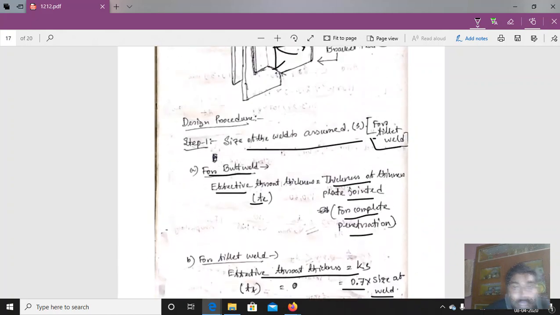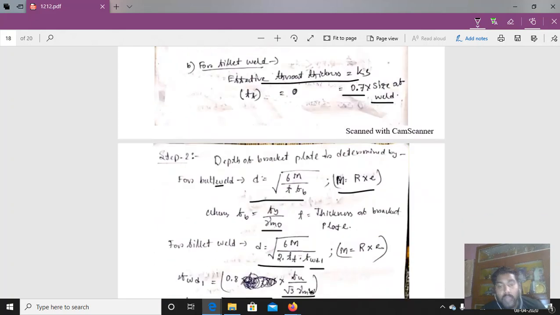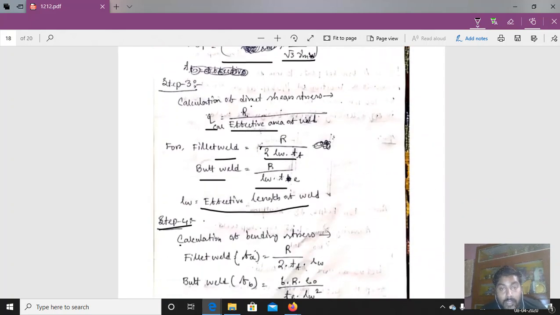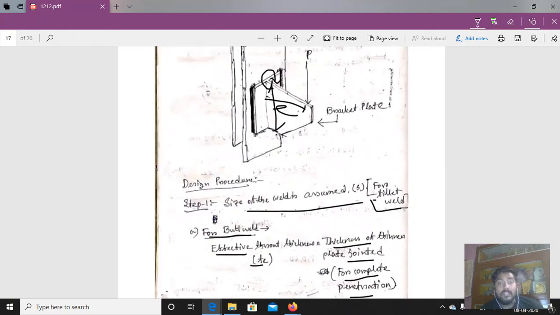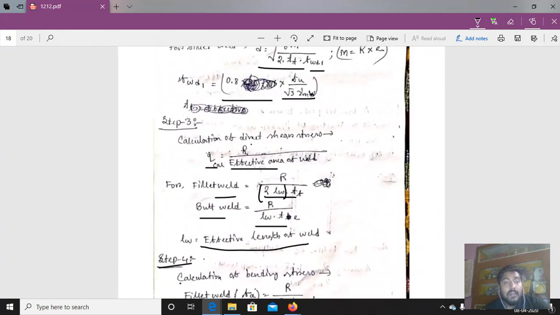Now the effective length of the weld. What is the value of the effective length of the weld? Here, this is the length of the weld and this is the length of the weld, because the welding is done on that part and that part in the case of the fillet weld. So in the case of the fillet weld it is 2 into LW, because this is LW and this is LW. That is the length of the fillet weld. Now this is the calculation of the direct shear stress.